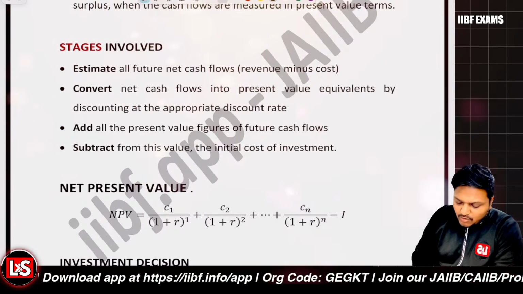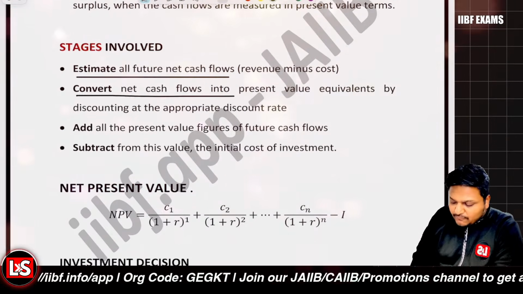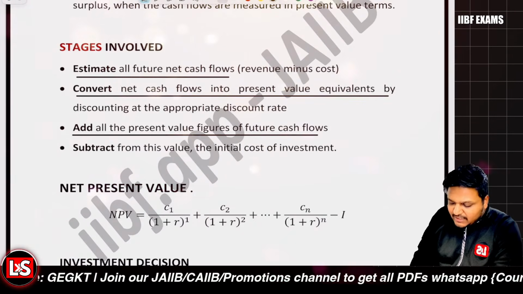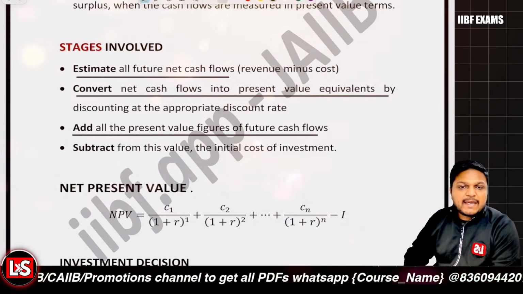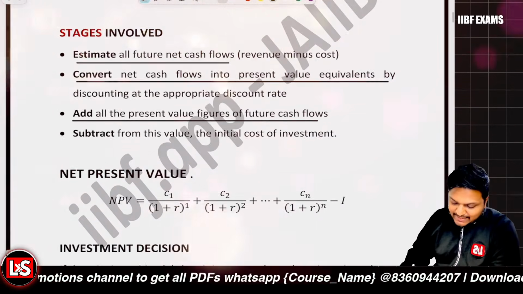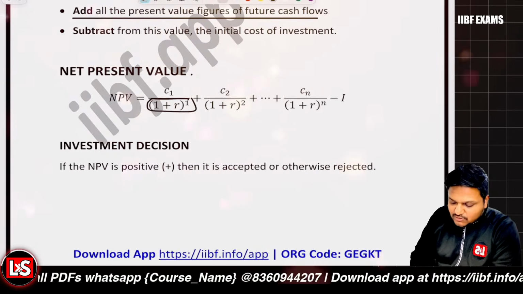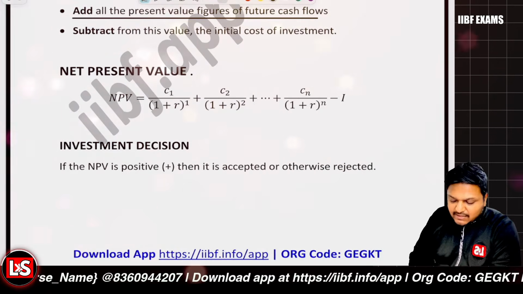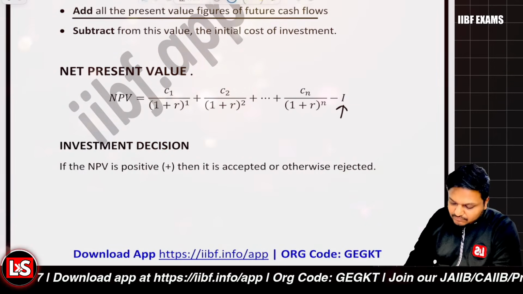It's estimating all the future cash outflows and inflows, converting them into the equivalent present value, adding all the values algebraically, and that's it. So NPV is the algebraic sum of all the cash inflows and outflows. And this is what we just did. The denominator represents the discounting factor, the term in the numerator represents the cash flow, and I is basically the initial investment.